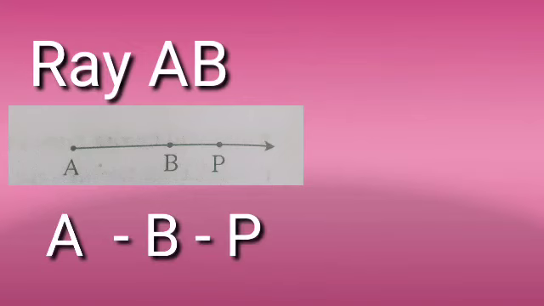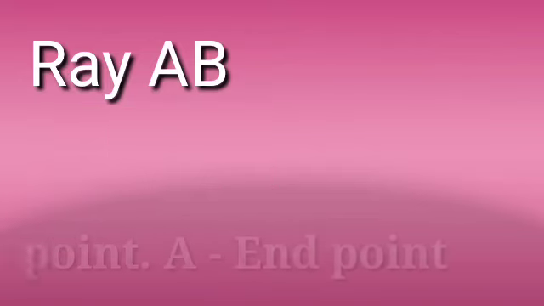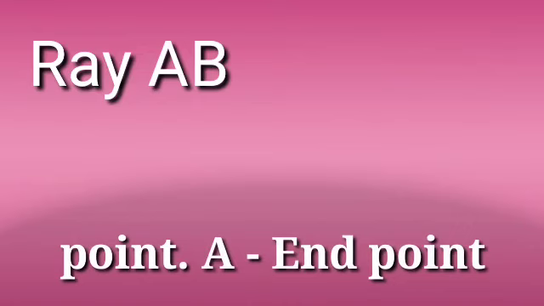Friends, second is ray AB. Suppose A and B are two distinct points. The union set of all points on segment AB and the point P such that A-B-P is called ray AB. Here point A is called the end point of ray AB.